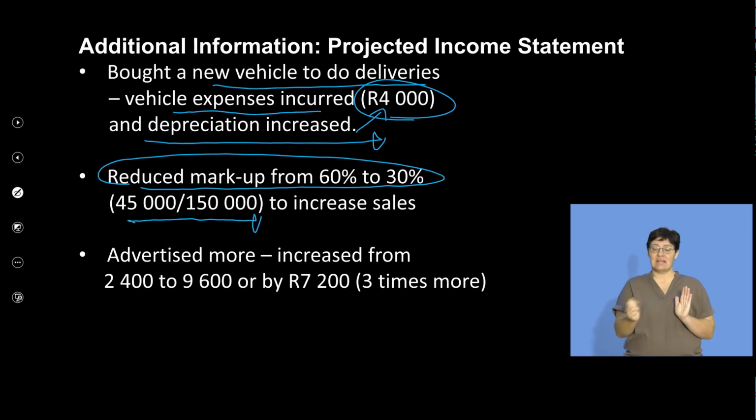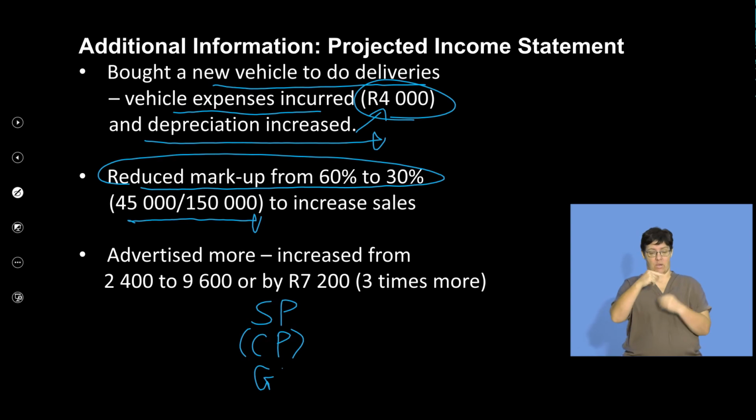We know that selling price minus your cost price will give you your gross profit. If you decrease your markup, then it means that your profits will decrease because you're marking up at a lower percentage. Clearly you can see a reduced markup led to, although an increase in sales, a decrease in your gross profit.